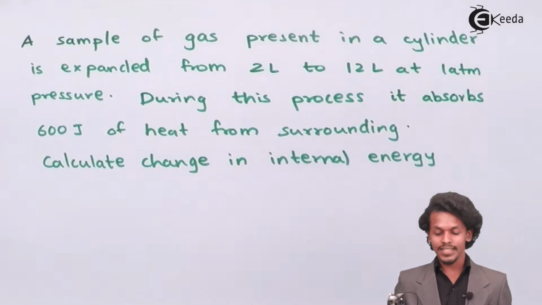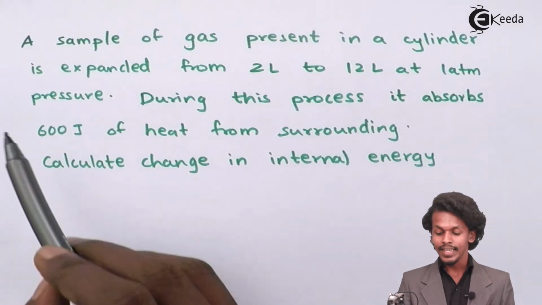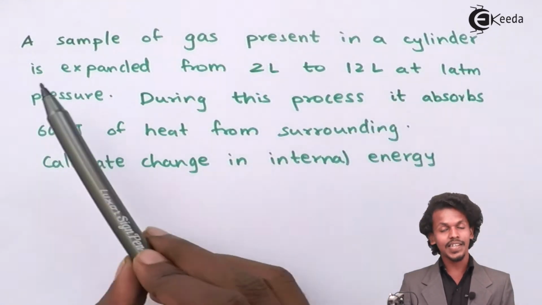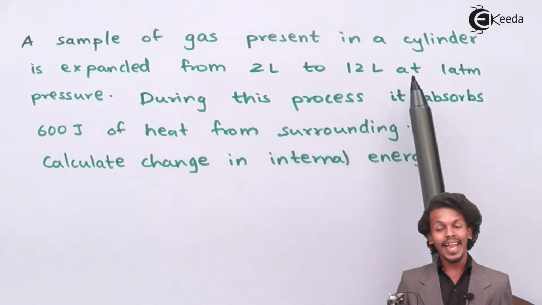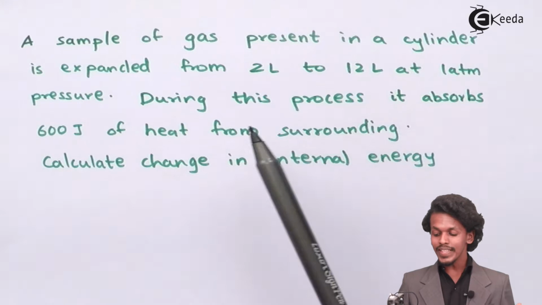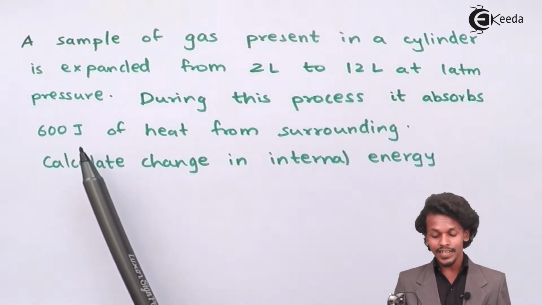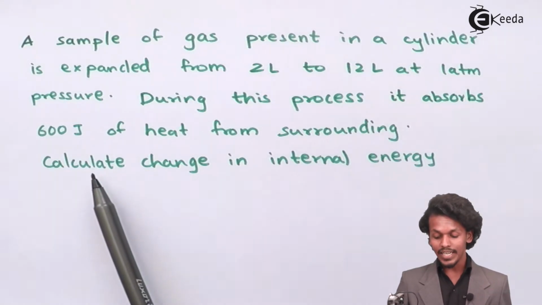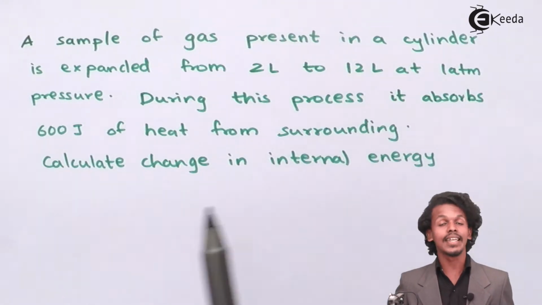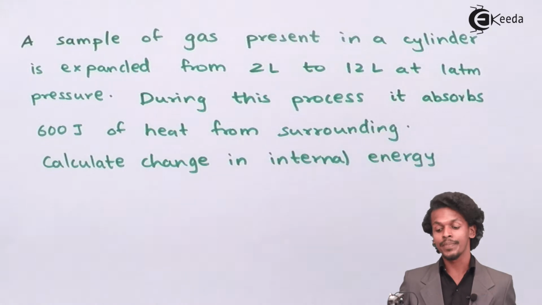A question has been asked in which a sample of a gas is present in a cylinder, which is expanded from 2 liter to 12 liter at 1 atmospheric pressure. During this process it absorbs 600 joules of heat from the surrounding, and because of that, what will be the change in internal energy, that is what we have to calculate.